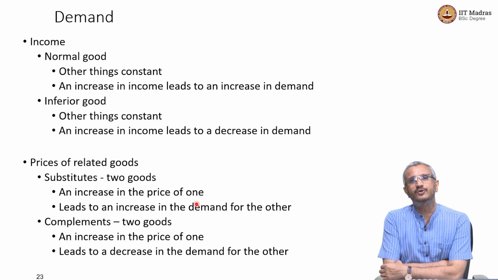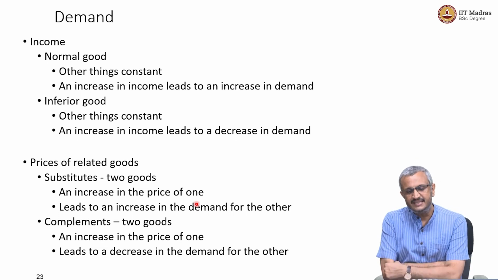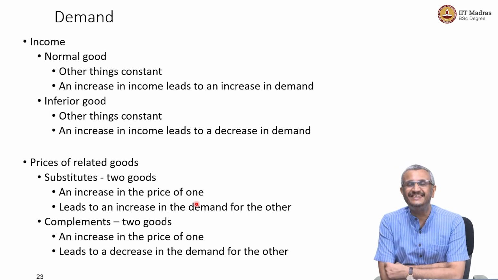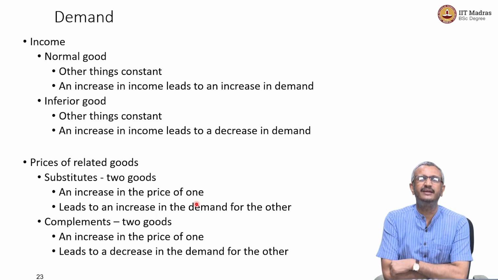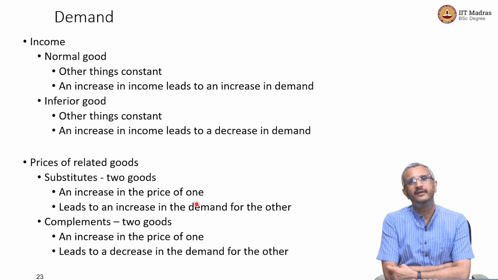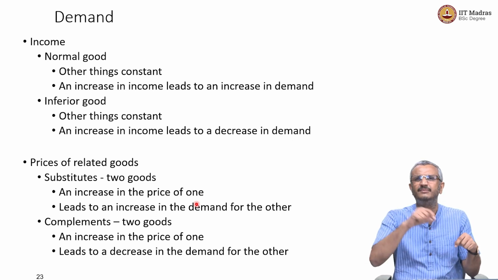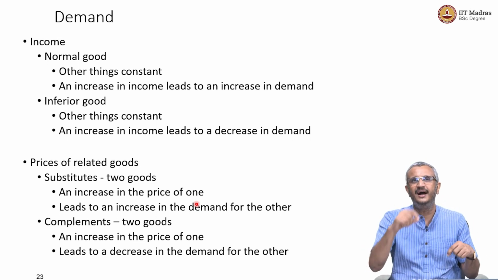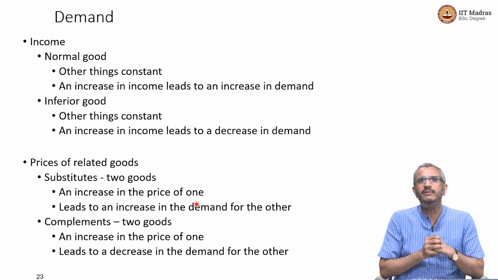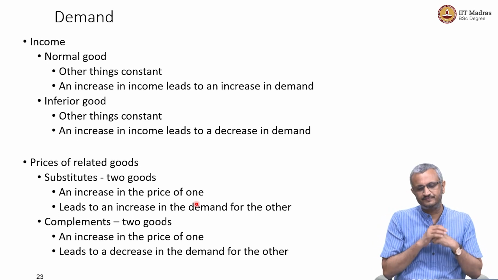For an inferior good, an increase in income leads to a decrease in demand. That's why it's called an inferior good. I would like to decrease the consumption of this good and purchase some other good which is superior to that. So there are two kinds of goods, normal and inferior goods.